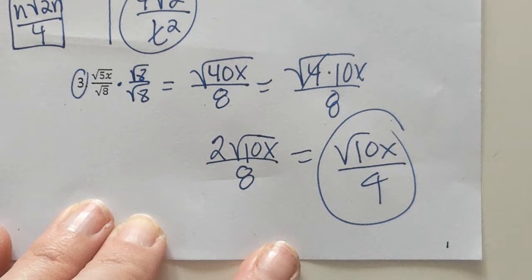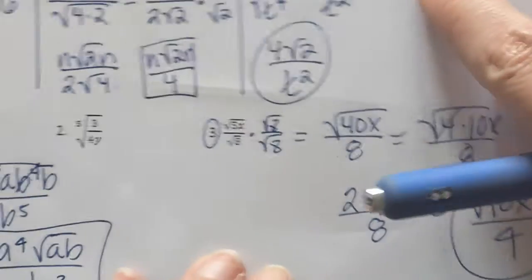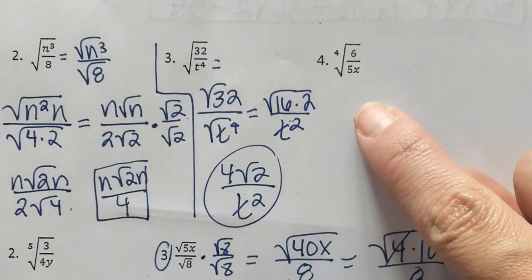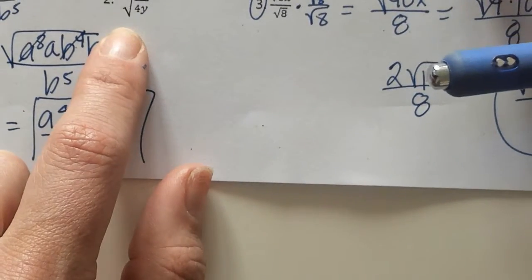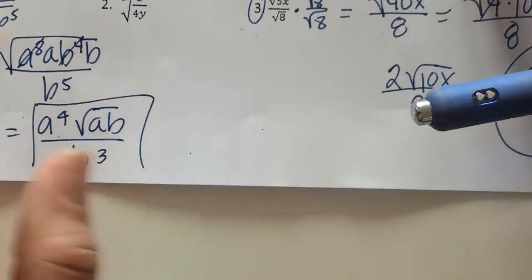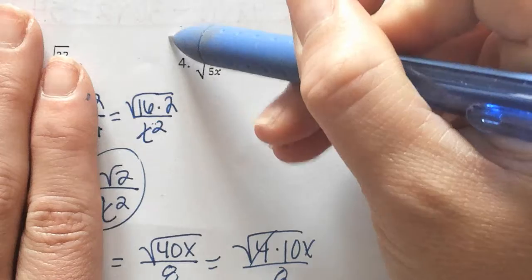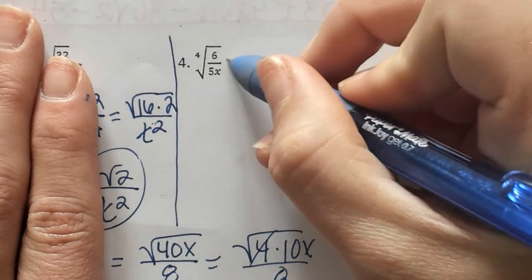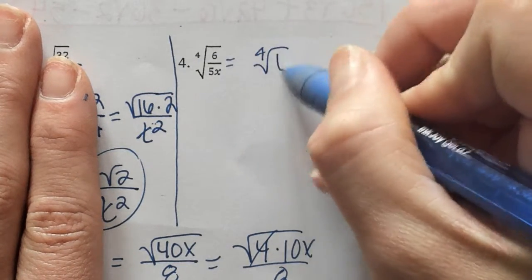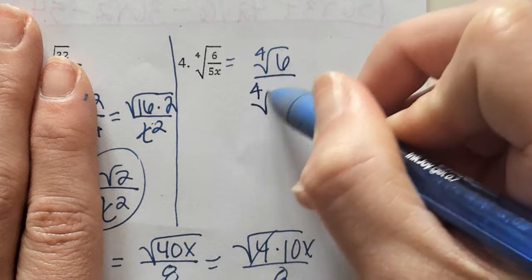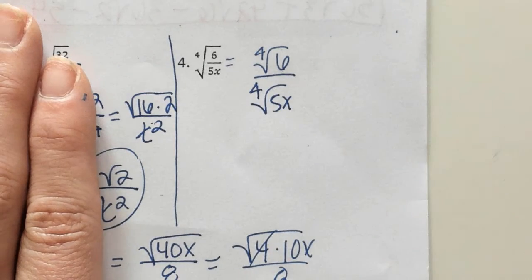Last one we're going to look at, our last ones are 4 and 2. What's different about 4 and 2? The root that is not what? Square root. Alright, stay with me. My pre-AP kids had trouble with this for some reason. First, let's split it up. This is the same thing as the 4th root of 6 over the 4th root of 5x.